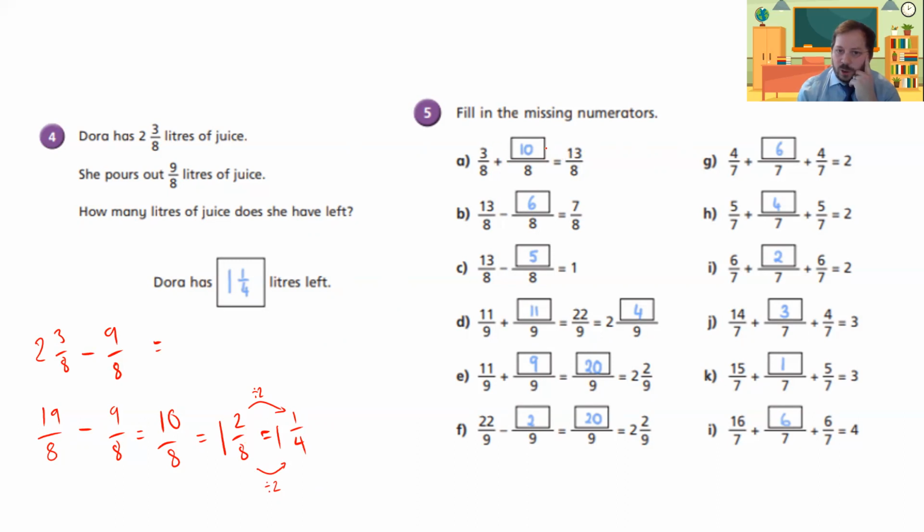13s, 3 in what equals 13? It's 10. 13 minus something equals 6. Equals 7, sorry. The answer is 6. 13 minus something equals 1. Well, 1 is the same thing as 8 eighths. So 13 minus something equals 8. That's 5. Then we've got 2 steps.